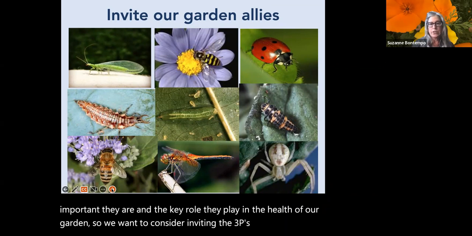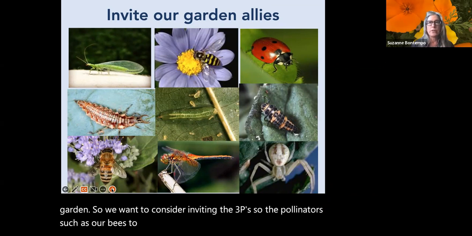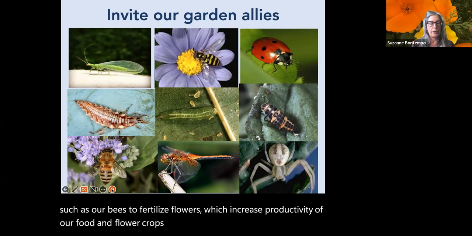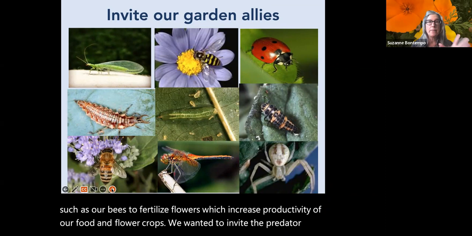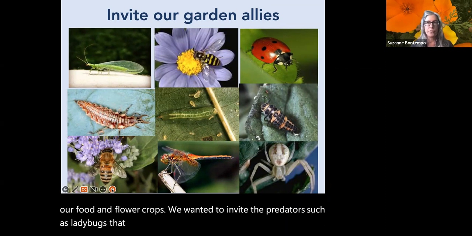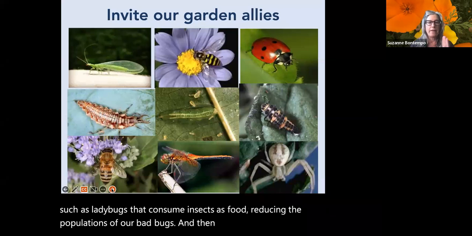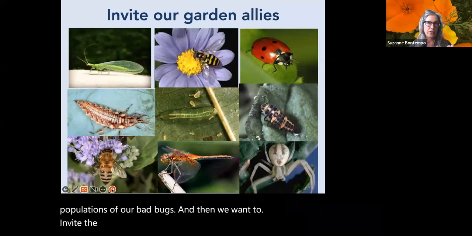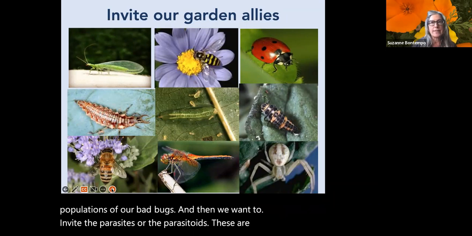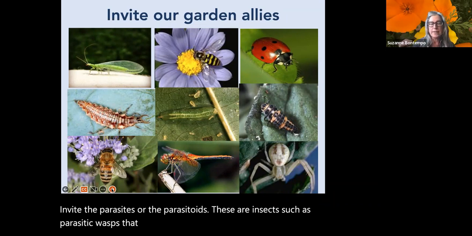So the pollinators, such as our bees, to fertilize flowers, which increase productivity of our food and flower crops. We want to invite the predators, such as ladybugs, that consume insects as food, reducing the populations of our bad bugs. And then we want to invite the parasites, or the parasitoids. These are insects such as the parasitic wasps that use the host pest as a nursery for their young. It's really crazy, but it's really fun.